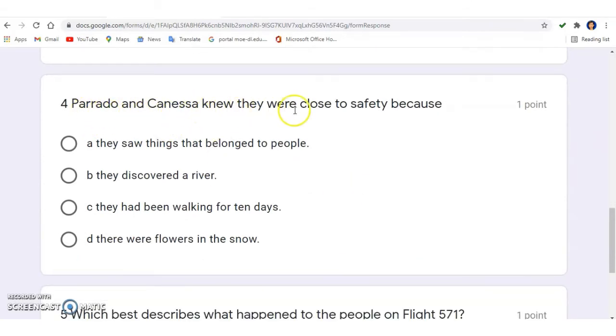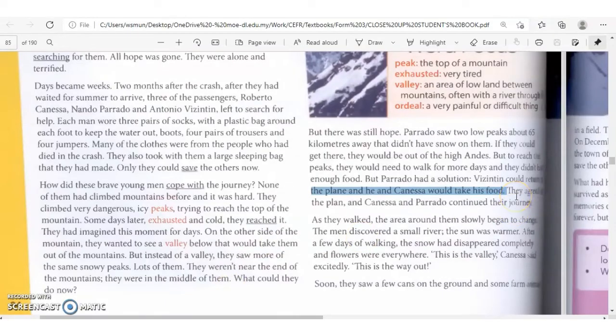Okay. Alright. Number 4. Peredor and Canessa knew they were close to safety because A, they saw things that belong to people. Okay, so here the keywords are close to safety. Okay, how do they know that they were close to safety? That means they could get help. Okay, A, they saw things that belong to people. B, they discovered a river. C, they had been walking for 10 days. D, there were flowers in the snow. Okay, let's find out in the following parts of the passage.